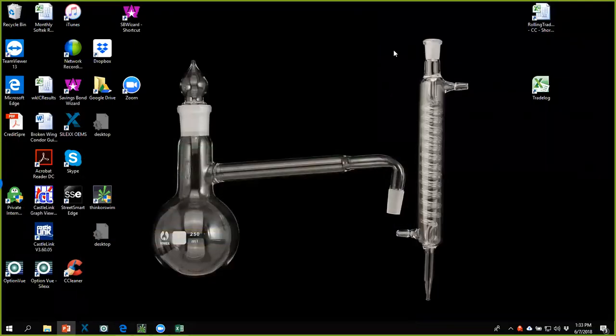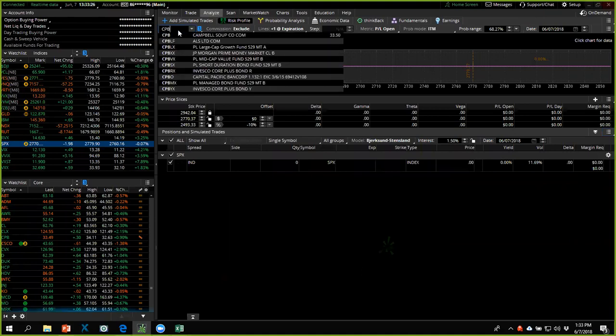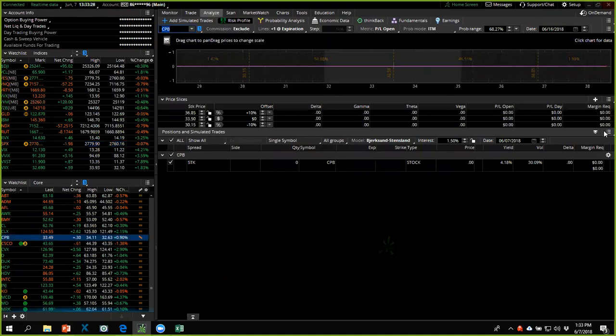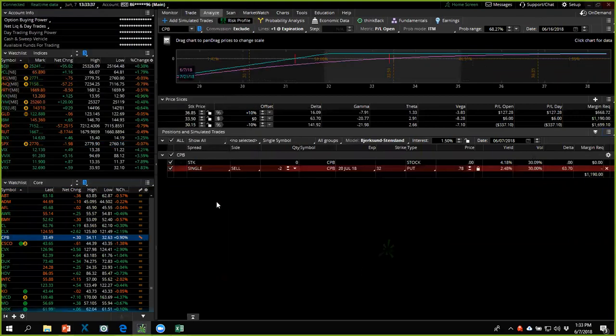So let's see here. How am I going to show you? Oh, I think I have a simulated trade for it. Let's look at that. B is the Campbell Soup symbol, and there it is. This is a cash secured put.